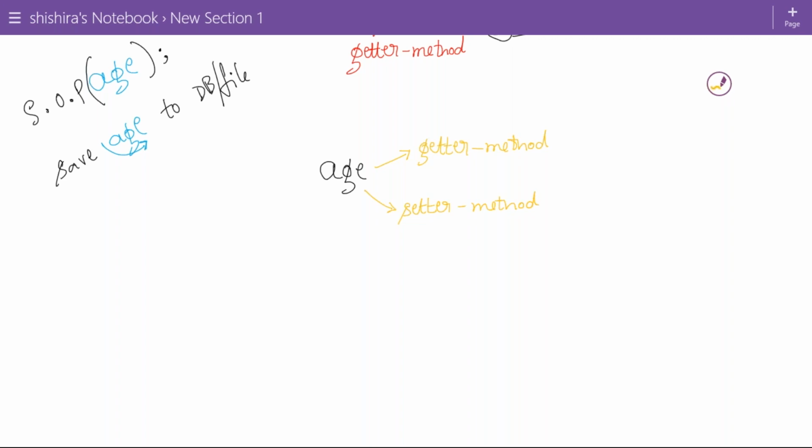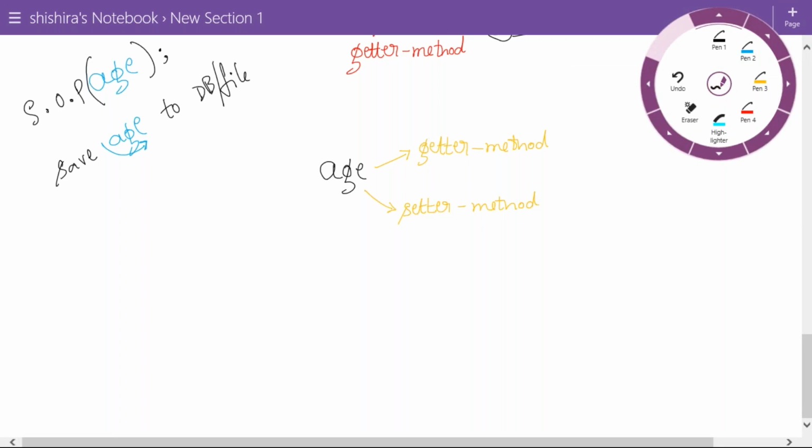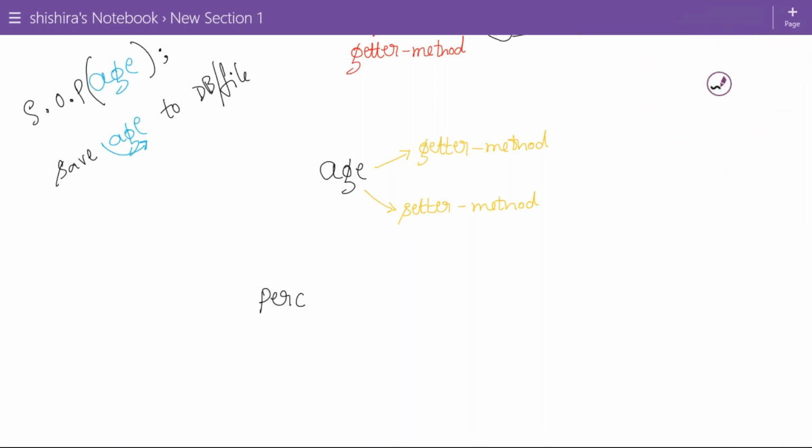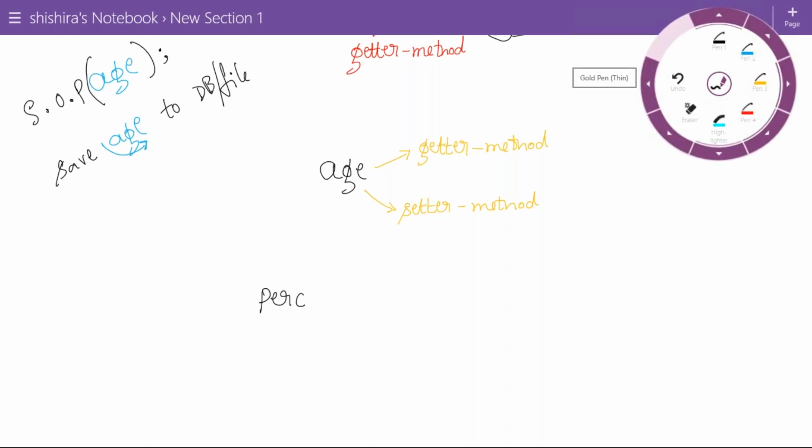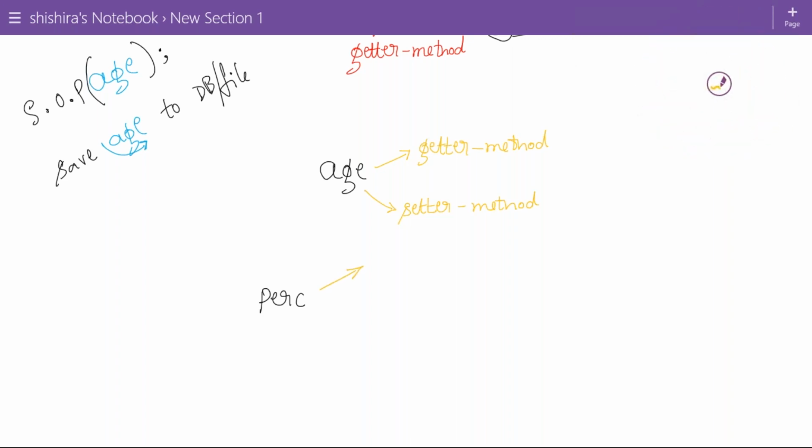Another one is called setter method. So these are the two things. Similarly, whenever you have a variable called percentage, you can do two things with that percentage. One is you can initialize a percentage. That initializing is done through a method called setter method. And if it is already initialized, you can fetch that data by using something called getter method. So every data member must have a getter method and a setter method.